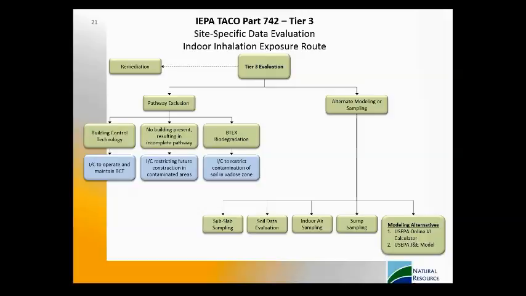and then another pathway exclusion with BTEX biodegradation. With the alternate modeling, this is where the other media come into play. This is the subslab sampling, the soil data, indoor air, or the actual sump sampling. And then the modeling alternatives. The US EPA online VI calculator, I believe, was recently updated for consistency based on the US EPA OSWER guidance that was released last week. And there is also a US EPA Johnson and Ettinger model calculator as well that's available online.